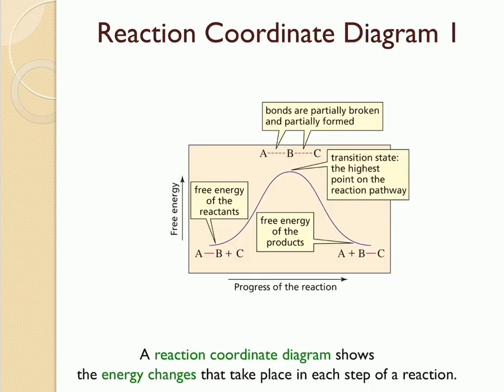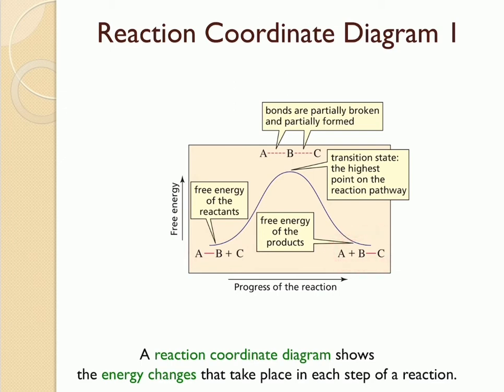Reaction coordinate diagram. A reaction coordinate diagram is going to help us determine the energy changes that take place in each step of the reaction. In a reaction coordinate diagram, the total energy of all the species is plotted on the y-axis, and the progress of the reaction is plotted on the x-axis. The energy of the reactants is plotted on the left side of the diagram, and the energy of the products is plotted on the right side.